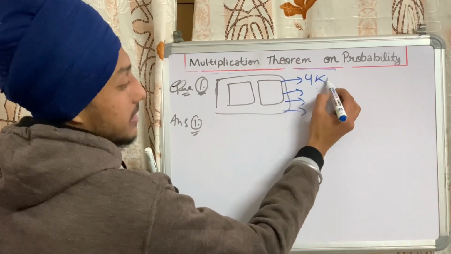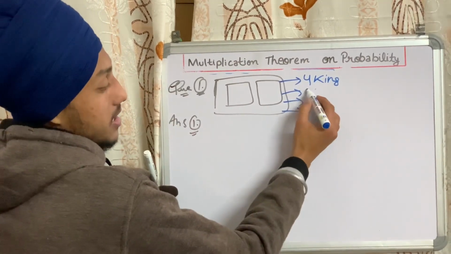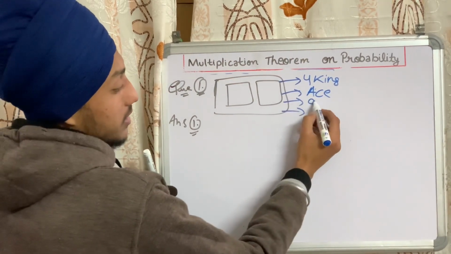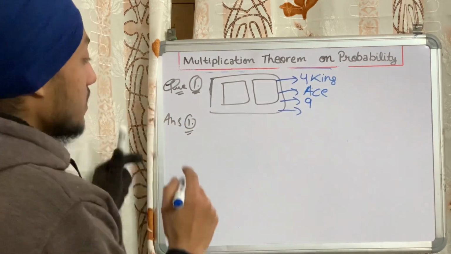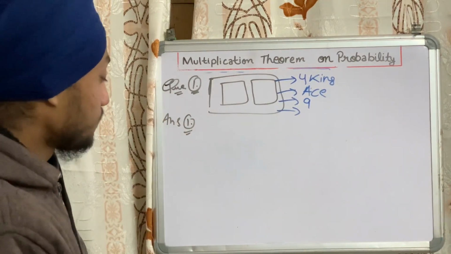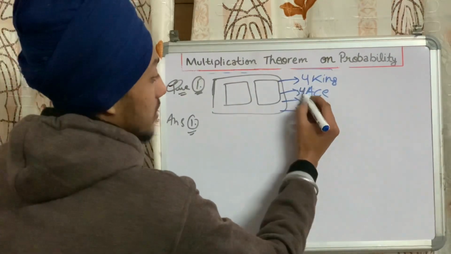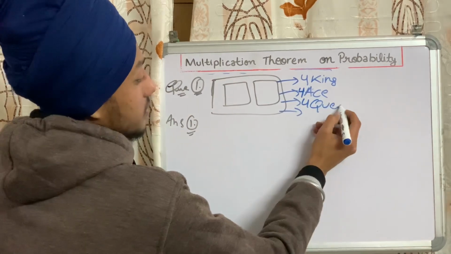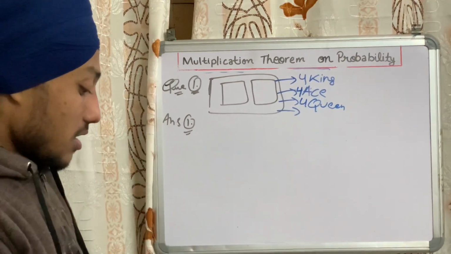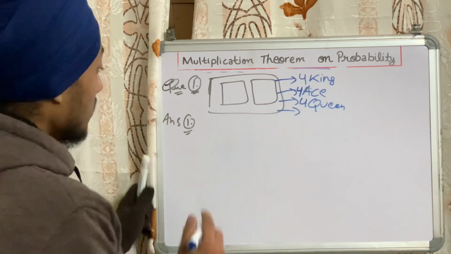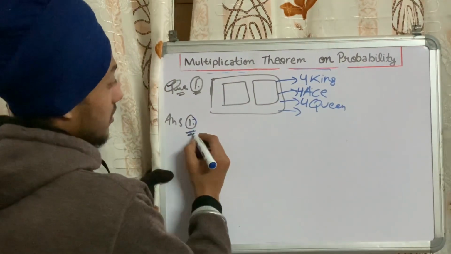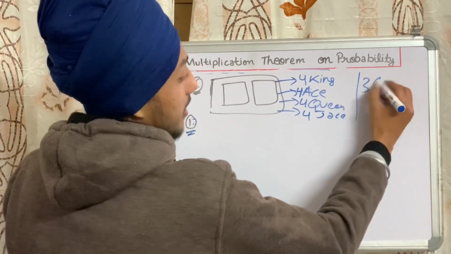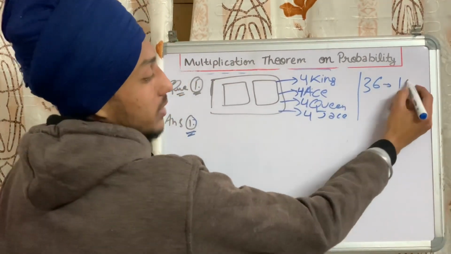We can know easily we have 4 kings, and we have aces also. So we have 52 cards total, and we have 4 aces also, we have 4 queens. So these are all 4 each. So we're going to find out, and another 36 are just the 1 to 9 cards.